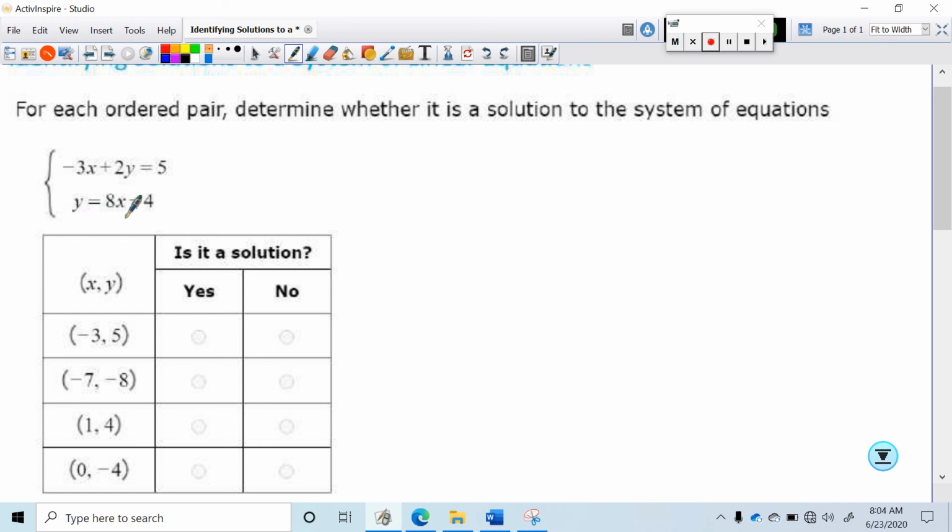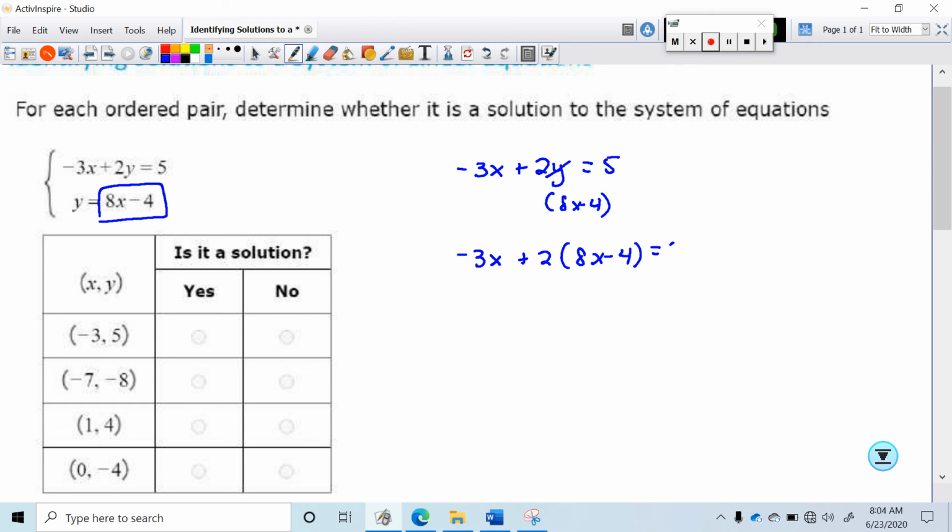See how y is by itself? So y equals 8x minus 4. So I'm going to rewrite this other equation, negative 3x plus 2y equals 5. But instead of y, I'm going to put what it is, 8x minus 4, and I'm going to put it in parentheses. So that gives me negative 3x plus 2, parentheses 8x minus 4, equals 5. And I'm going to go ahead and solve that.